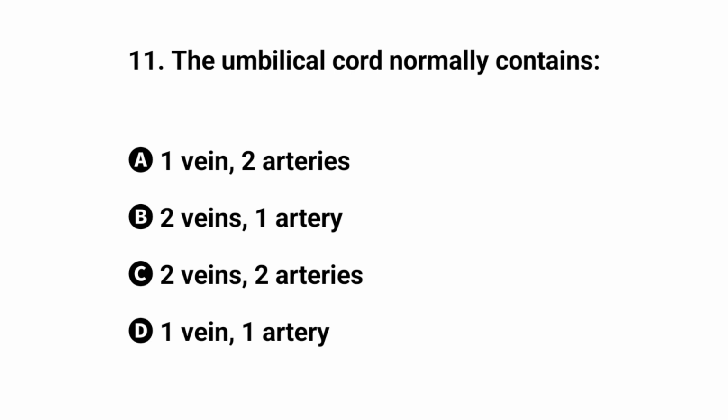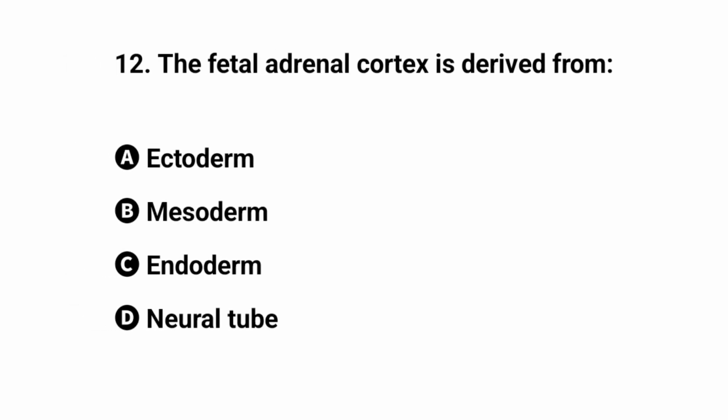Question number 11. The umbilical cord normally contains. The right answer is A. One vein, two arteries. Question number 12. The fetal adrenal cortex is derived from. The right answer is B. Mesoderm.